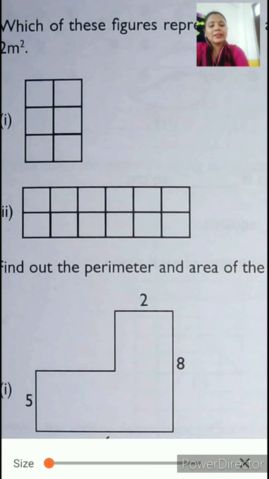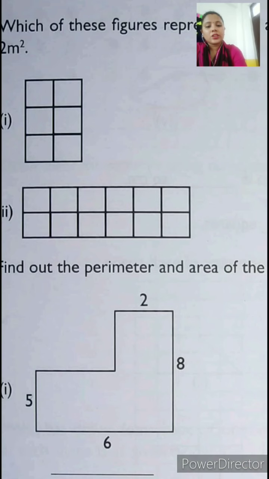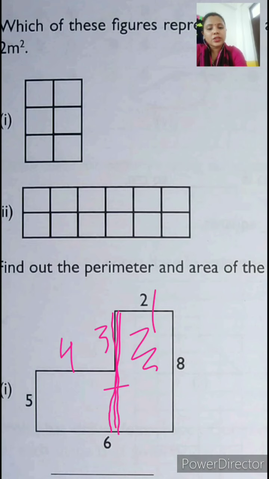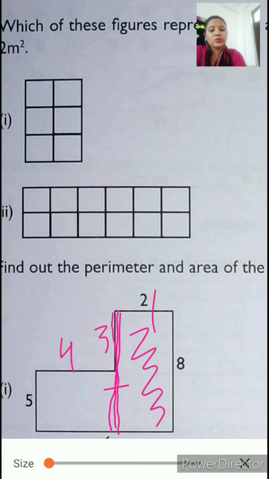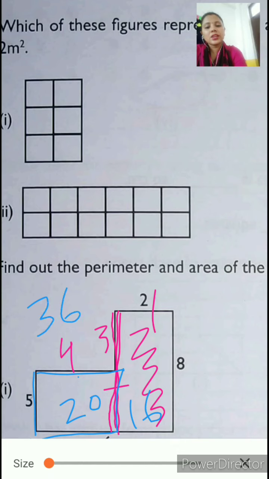Now just check the area of this shape. So just divide it into two portions. Clear? It is your 4 and that is 3. So now it's 8 and 2. So the area of this portion is 8 twos are 16. So it's 16, and here is 5 and 4. So 5 fours are 20. So the total area is 20 plus 16, that is 36. So the area of this shape is 36 and the perimeter is 28.